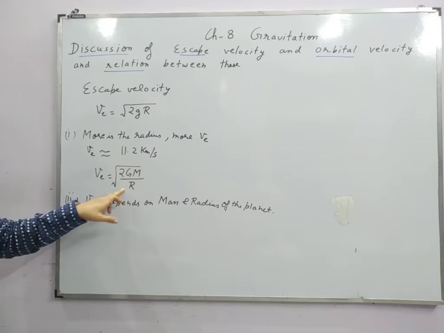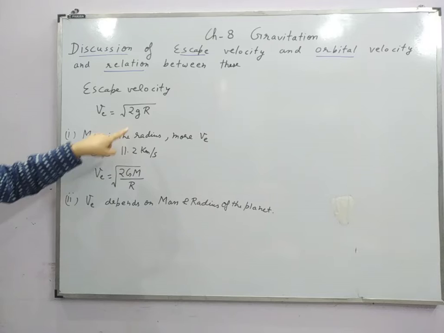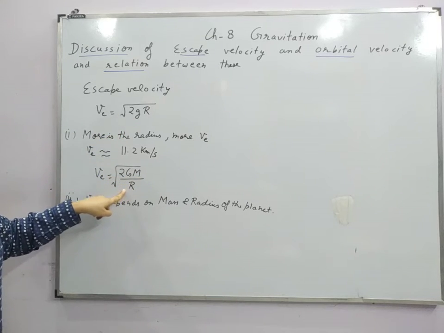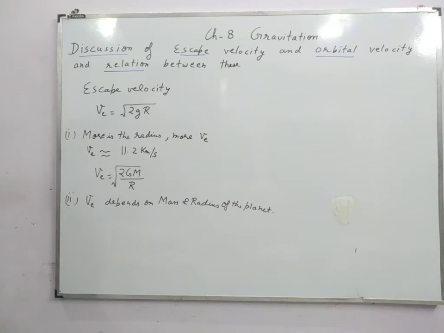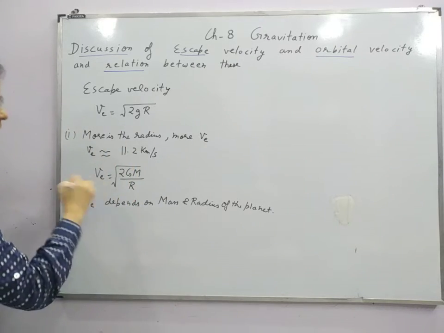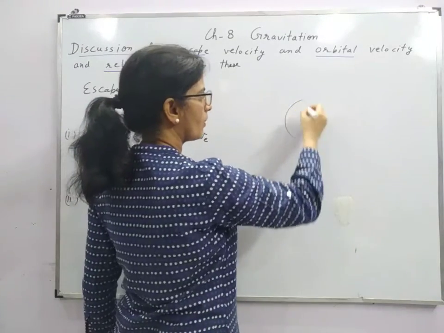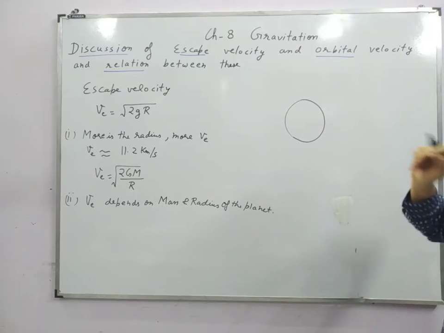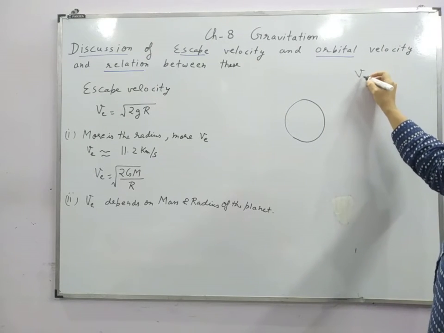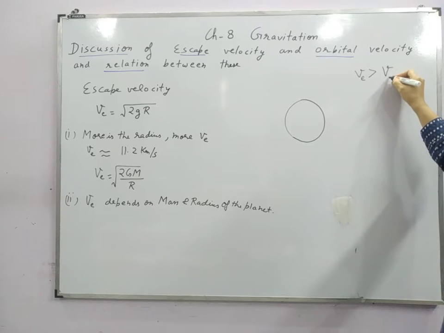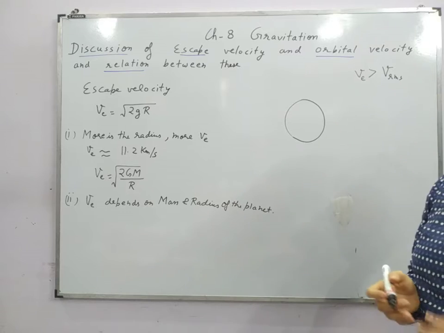Now, this direct proportionality is there because we had converted GM in the form of gR square, if you remember the derivations. So this direct proportionality is applicable. Now here we can also infer from the discussion that if we have a planet, right, to have atmosphere on the planet, what is required? That the escape velocity must be greater than the RMS velocity of the gas molecules.